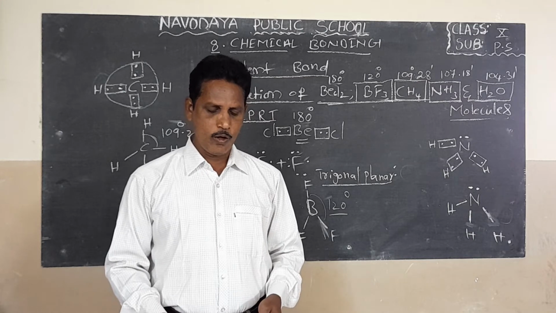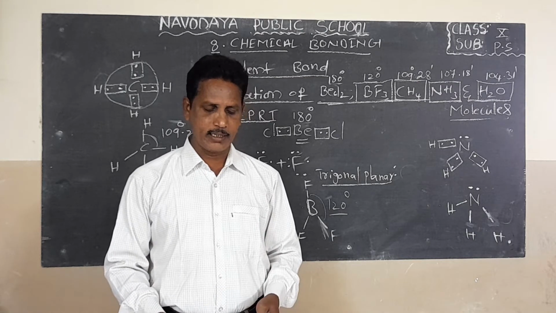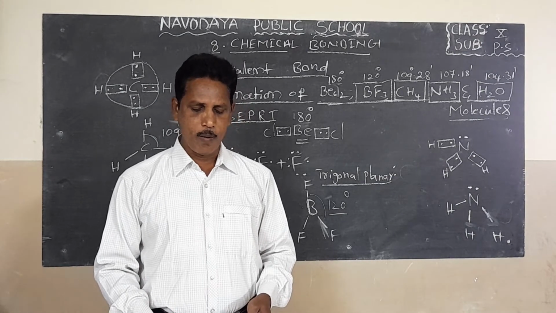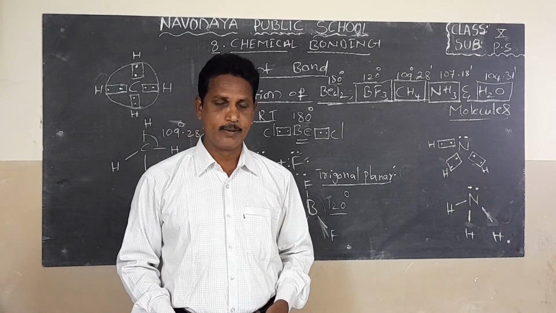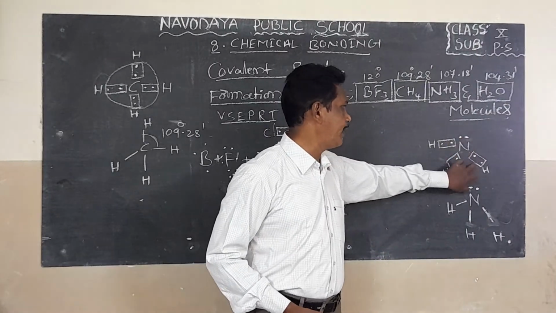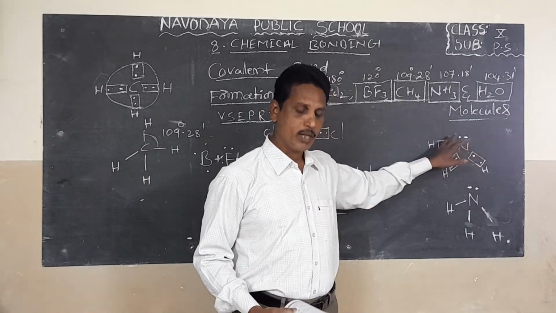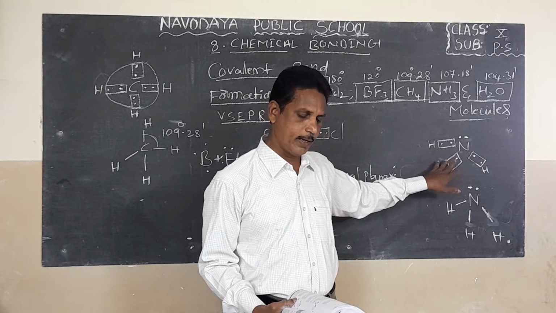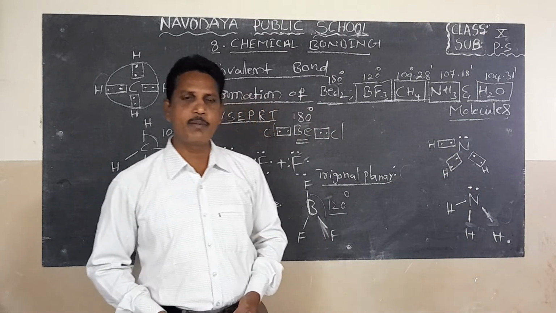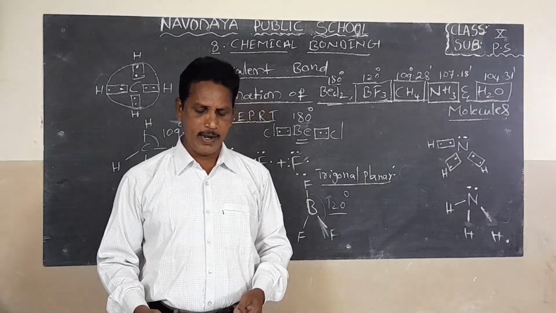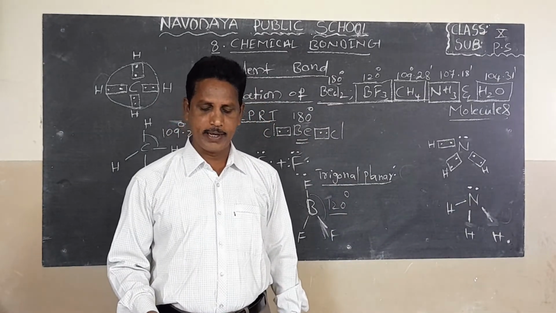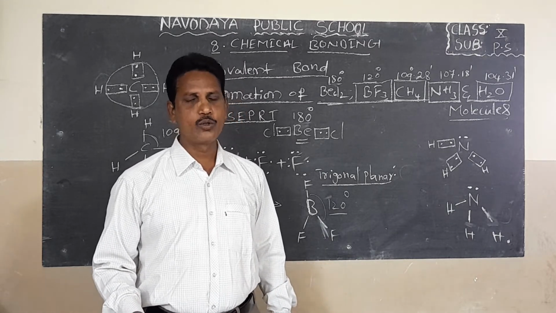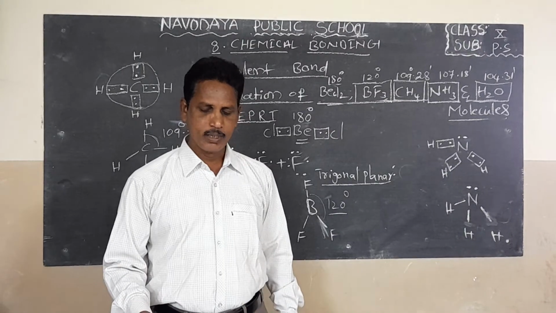Lone pair-bond pair repulsion is greater than bond pair-bond pair repulsion. Therefore, the shape of NH3 we expected to be tetrahedral, with 4 electron pairs in the valence shell. The bond angle would be 109 degrees 28 minutes. But that is wrong.